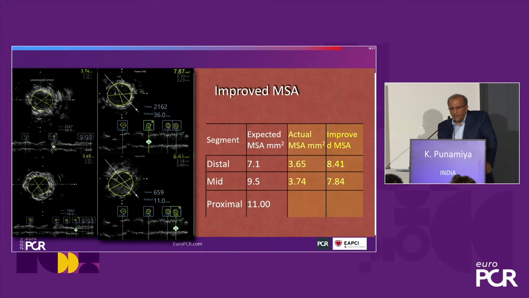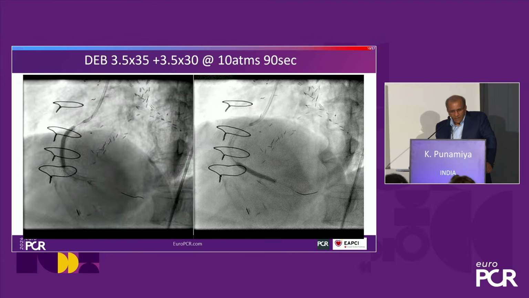When we put it in a tabular form, the actual MSA that we had just after lasing was 3.65, and we were able to enhance it to 8.41 and 7.84 respectively. We've done these cases before in a pre-ELCA era, and this is a very large gain in MLAs for these two layered stents and ISR.